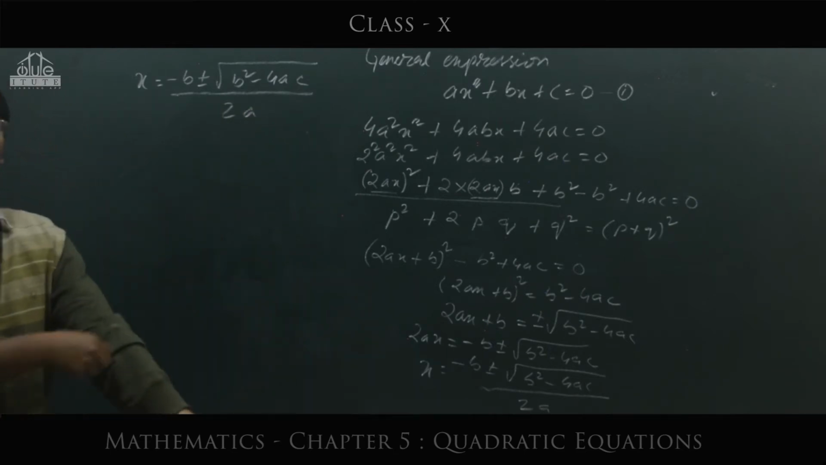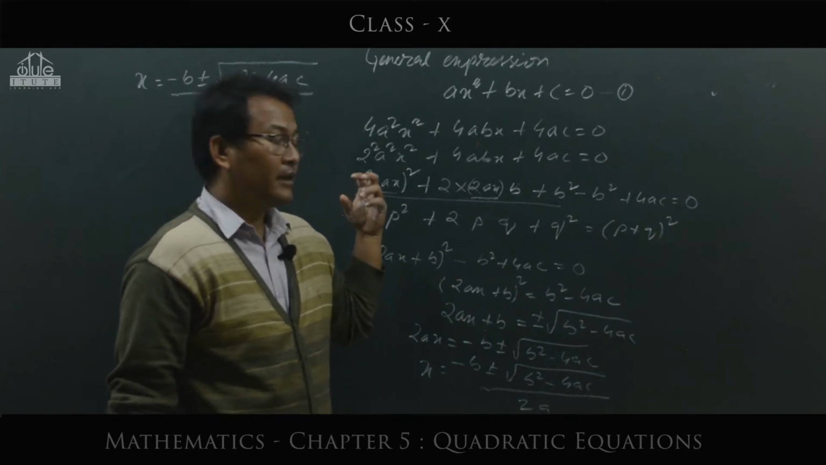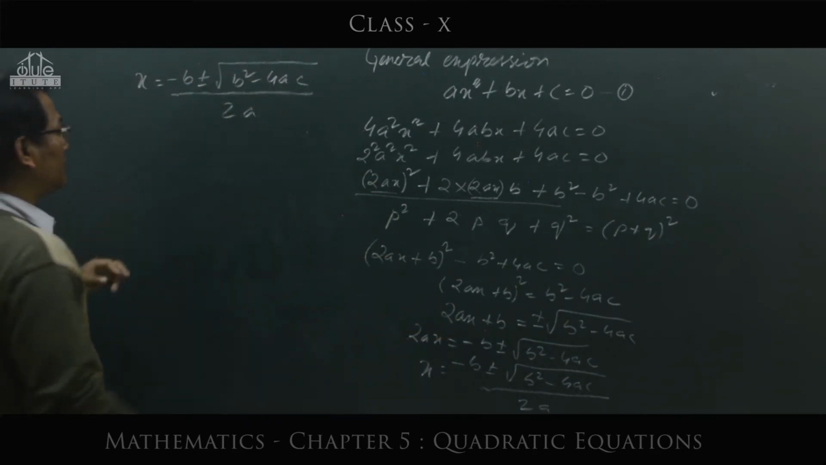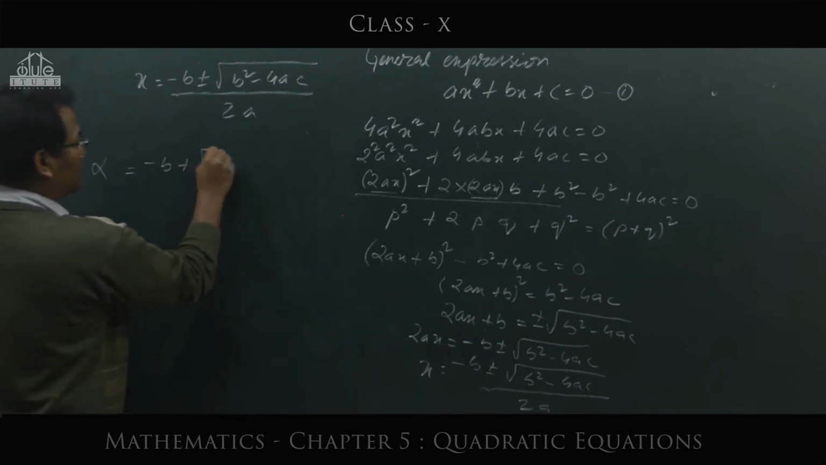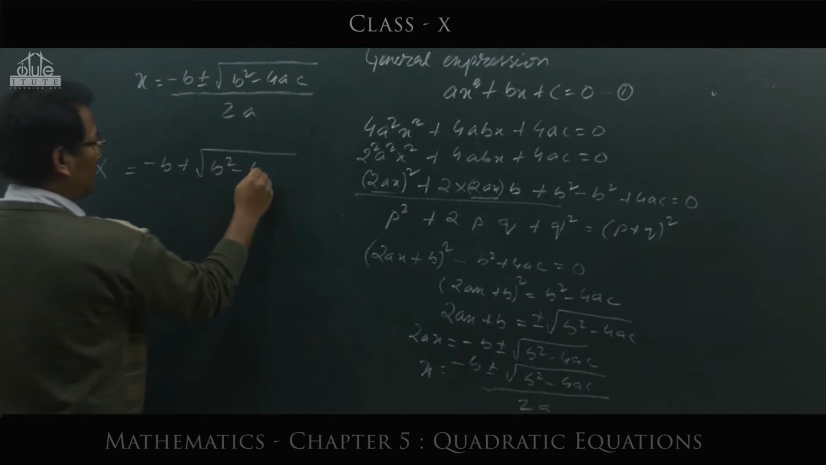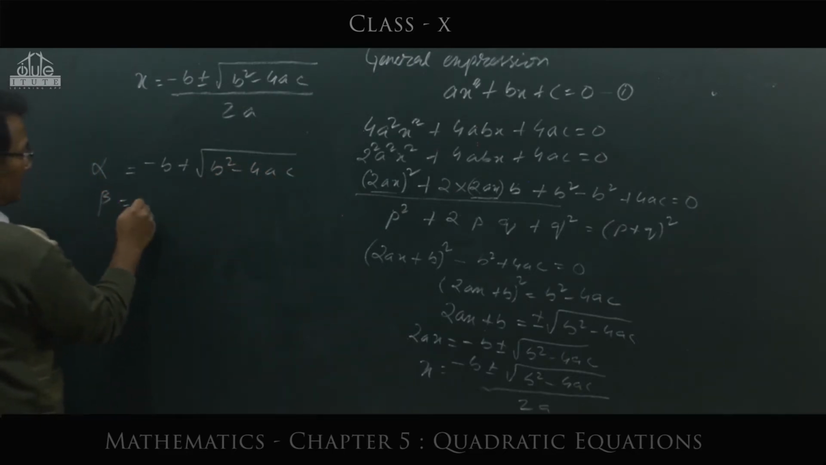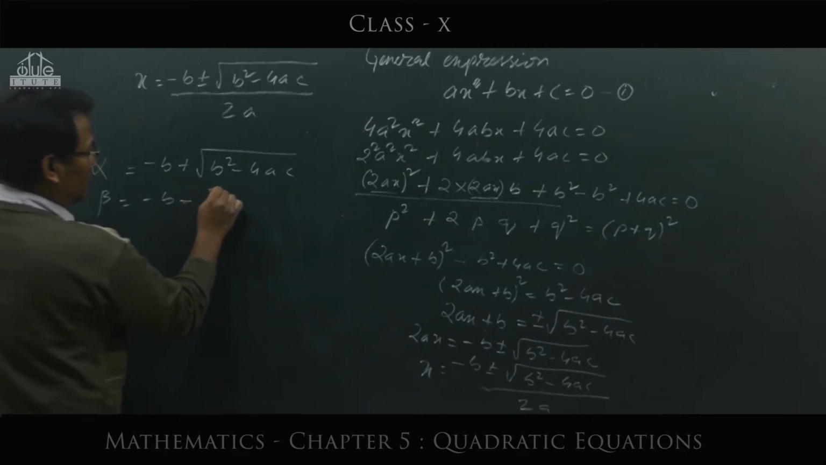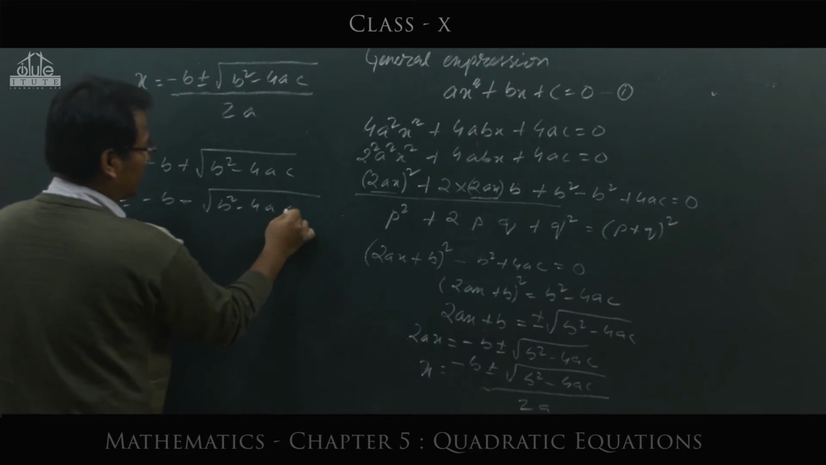Earlier also I've said, in the case of a quadratic equation, x will have two values and they are called roots. So x will have two values because plus minus is there. So the first root I defined as alpha. Alpha is equal to minus b plus root over b square minus 4ac, and beta is equal to minus b minus root over b square minus 4ac.